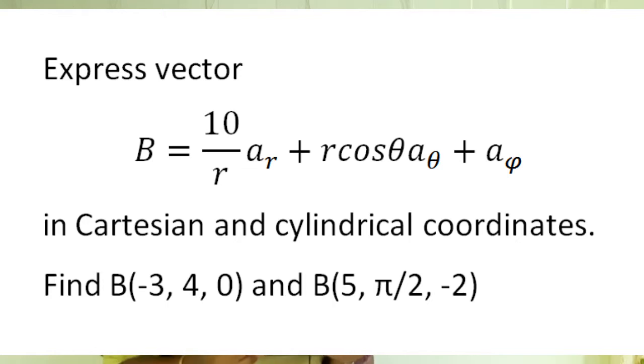Express vector B is equal to 10 by R AR plus R cos theta A theta plus A phi in Cartesian and cylindrical coordinates. Find B at minus 3, 4, 0 and B at 5, pi by 2, minus 2.